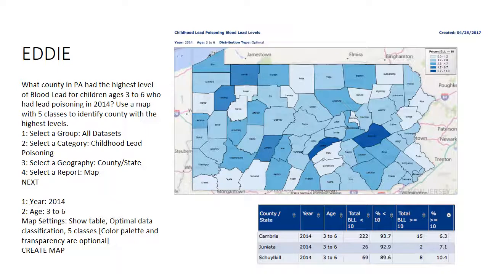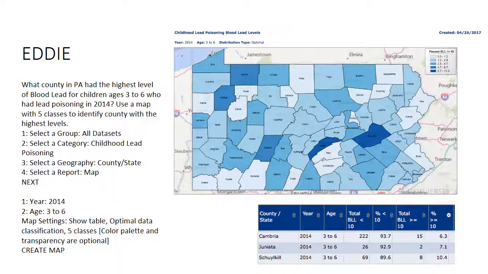Another question we could answer using the EDDI system is this one, by creating a map. We want to know what county in Pennsylvania had the highest level of blood lead for children aged 3 to 6 who had lead poisoning in 2014. This is asking for a map with 5 classes to identify the county with the highest levels. So if we go back to the EDDI request homepage, the group we'll want to select is all data sets. The category is childhood lead poisoning. Geography would be county or state. The report would be a map, because we want to see a picture.